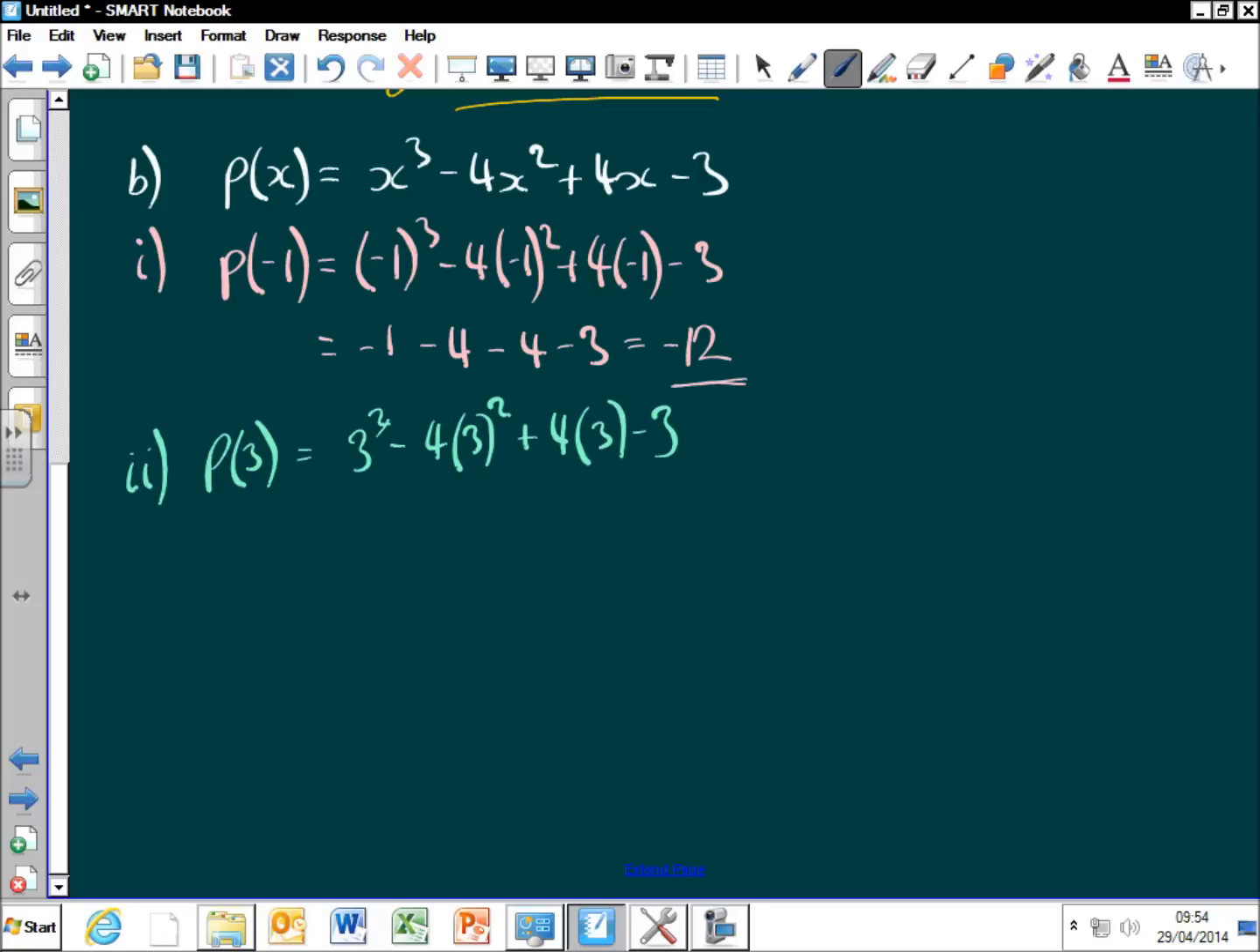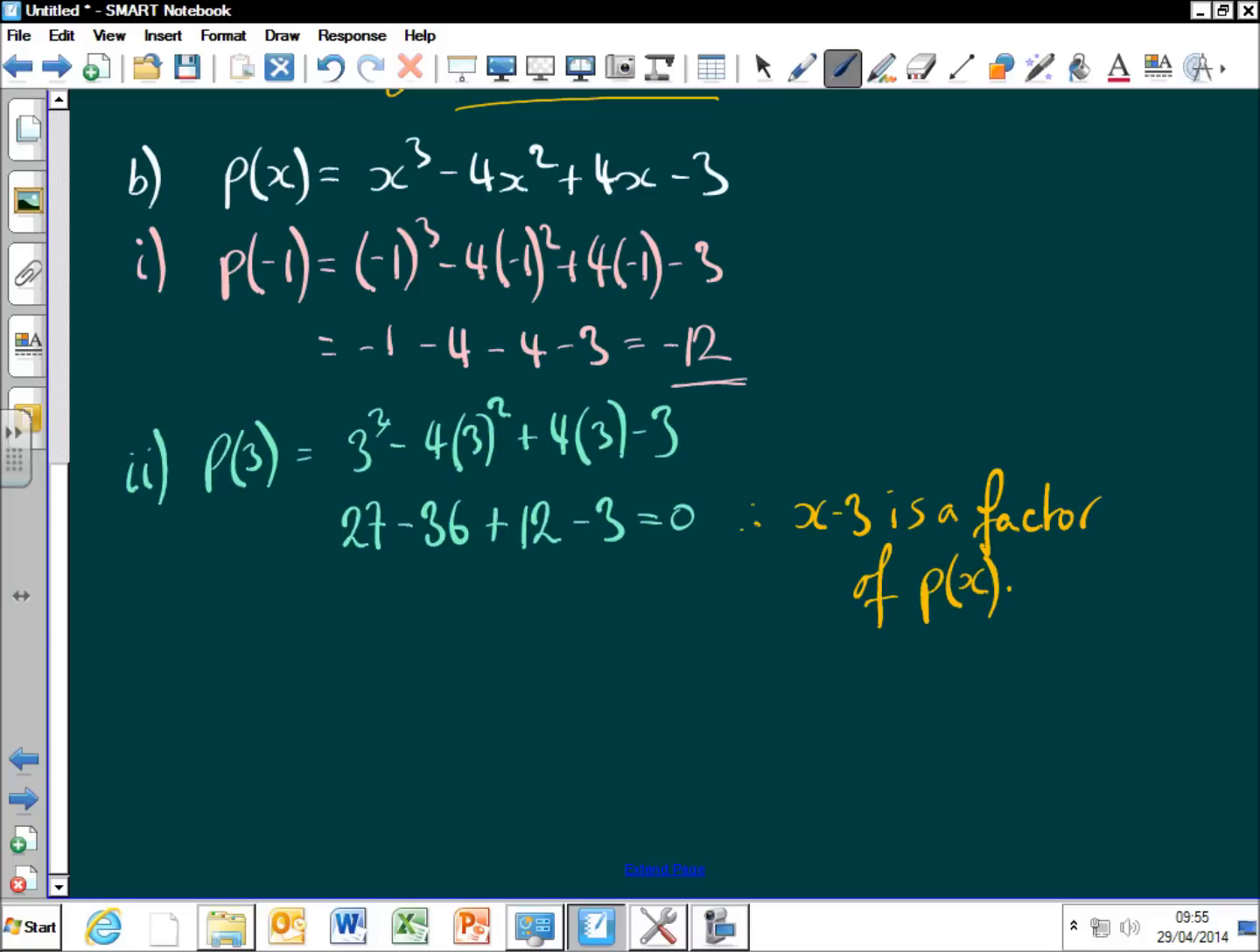So 3 cubed is 27, 3 squared is 9, and then I'm going to times it by 4, so that's going to be take away 36, plus 12, take 3. Okay, and yes, that all goes to 0. And then I'm going to just add the statement on here, therefore x take away 3 is a factor of A, because the remainder's gone to 0, because the remainder's 0.